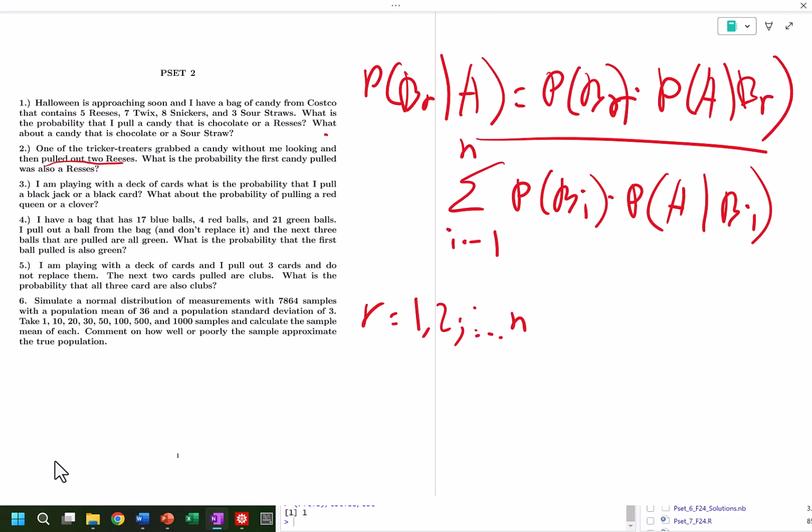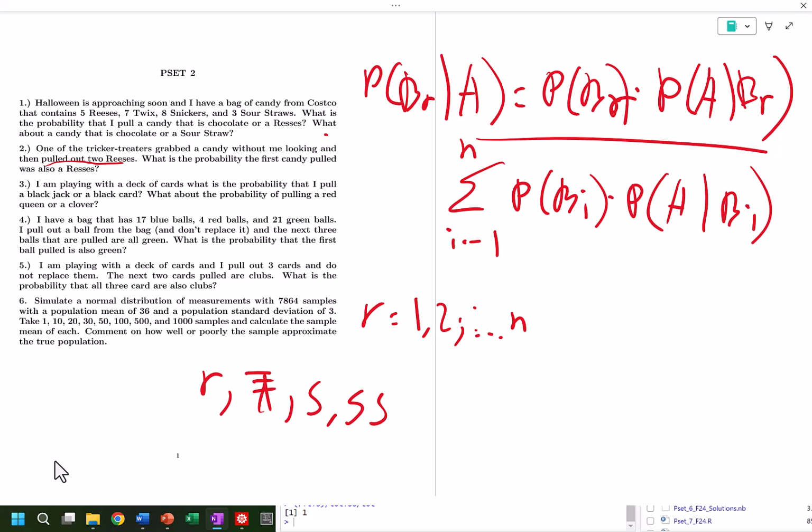So let's go ahead and set up this particular problem, and we'll get moving. So what are the probabilities? What is the probability that the first candy pulled was also Reese's? So basically, we pull out a random candy. It could be a Reese's. It could be a Twix. It could be a Snickers, or it could be a sour straw. So basically, we have these 4 possible outcomes occurring.